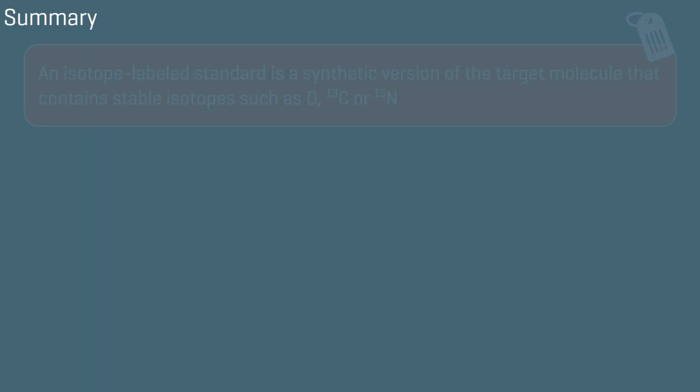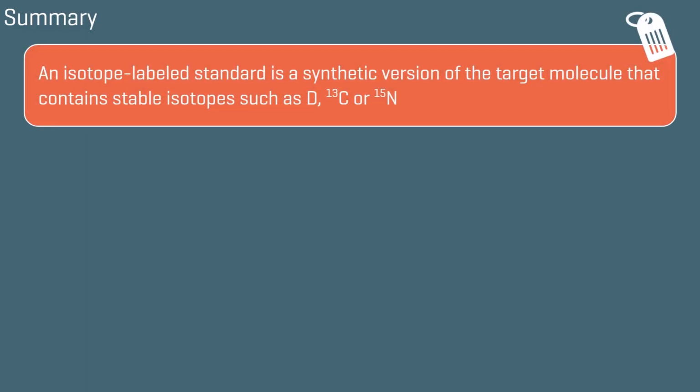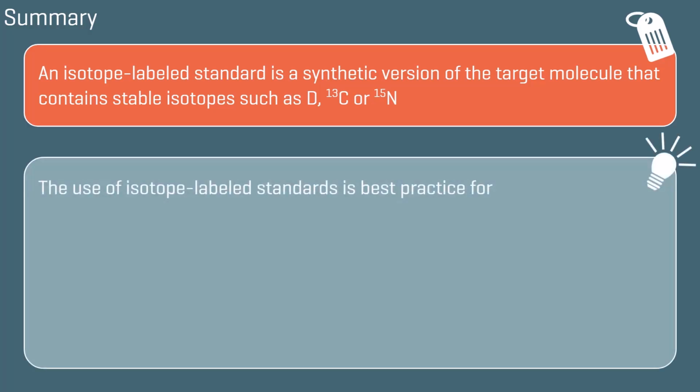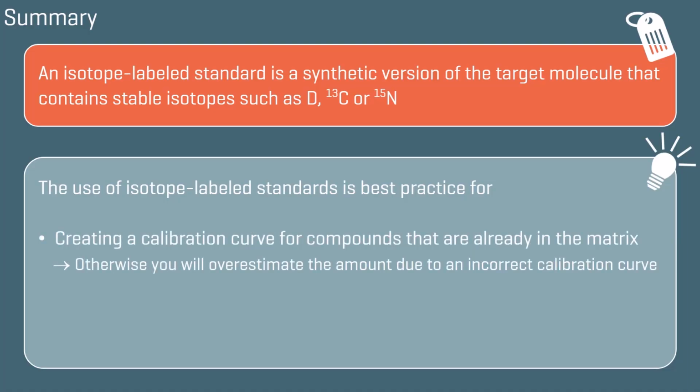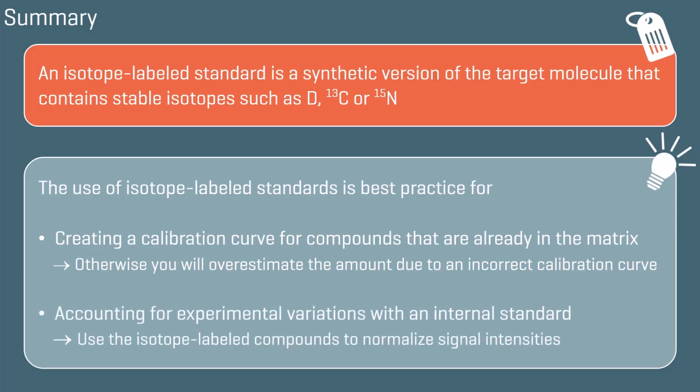In summary, an isotope-labeled standard is a synthetic version of the target molecule that contains stable isotopes such as deuterium, carbon-13, or nitrogen-15. When you need to perform precise quantitation of compounds, it is best practice to use isotope-labeled standards, in particular when the target molecule is already present in the sample, because otherwise your calibration curve is incorrect and you will overestimate the amount. You can also use isotope-labeled molecules as internal standards to account for variations in experimental conditions by normalizing the ratio of signal intensities.